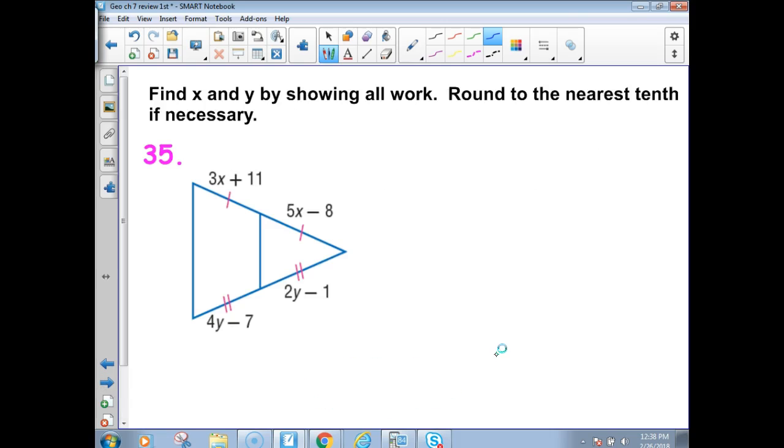Number 35 says find x and y by showing all work, round to the nearest tenth. You're tempted to just write a proportion because we've been comparing that with the side splitter theorem, that 3x plus 11 would be to 4y minus 7 as 5x minus 8 is to 2y minus 1. But that's not how you need to do this problem. We need to pay attention to the fact that this thing right here is actually a mid-segment. And it's cut this side in half.